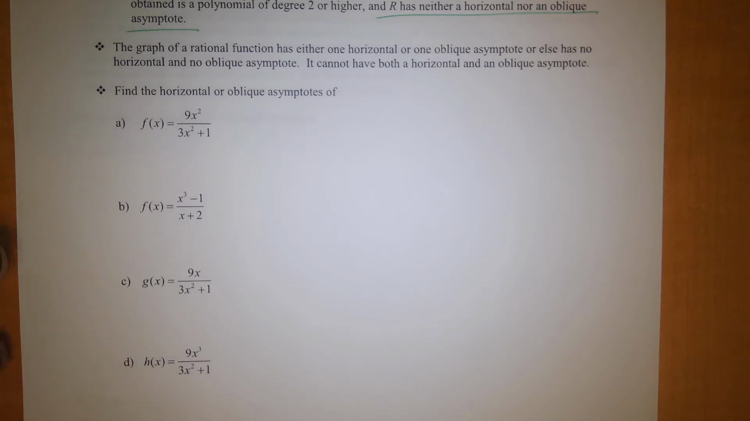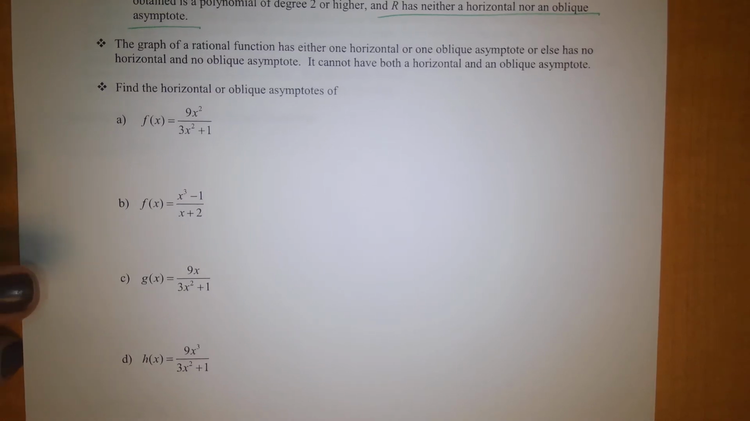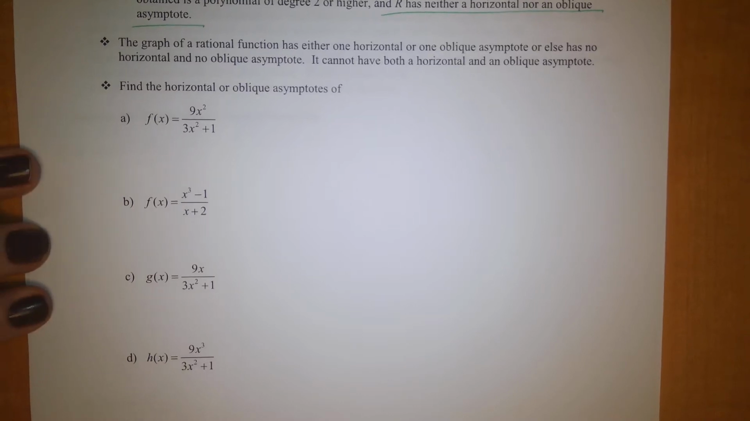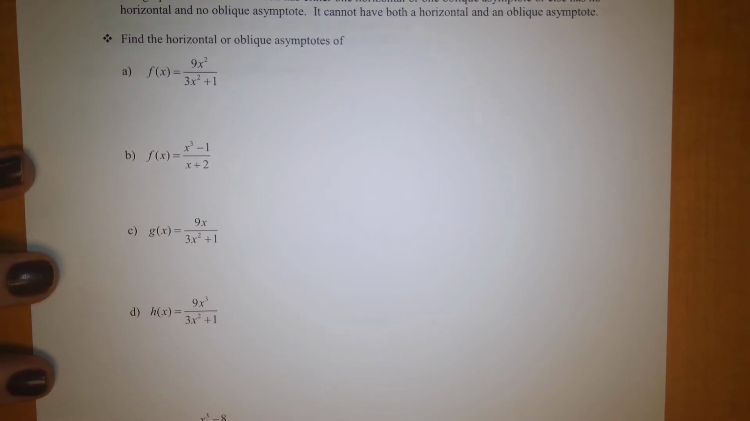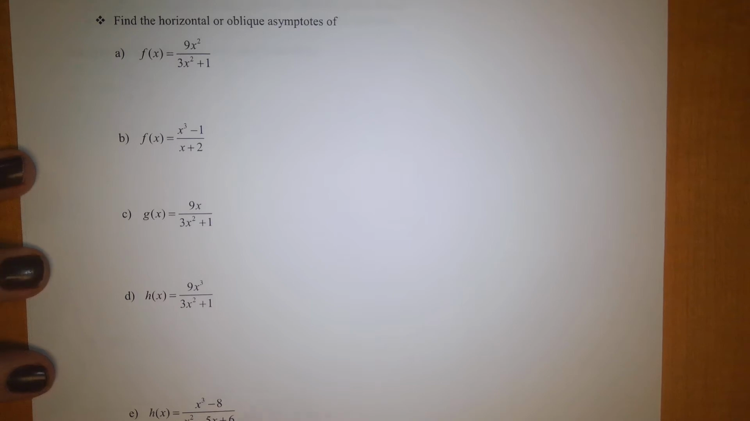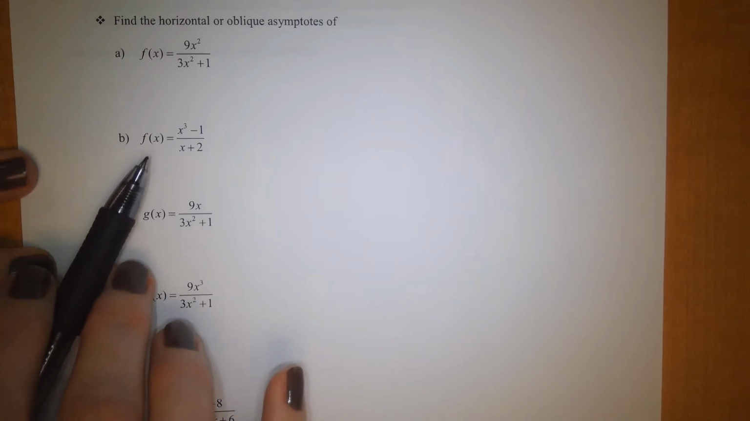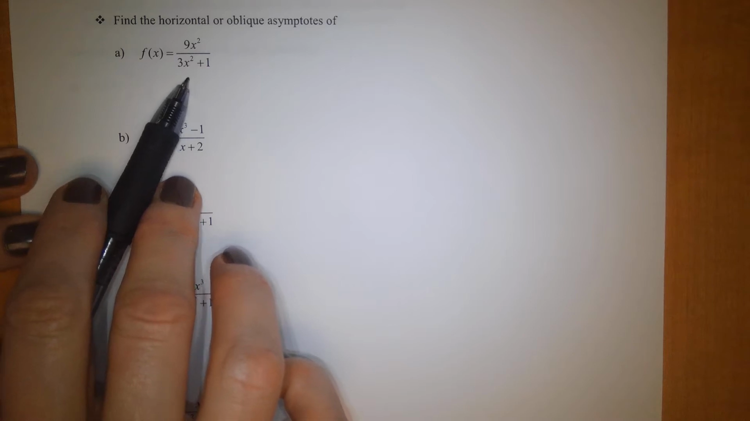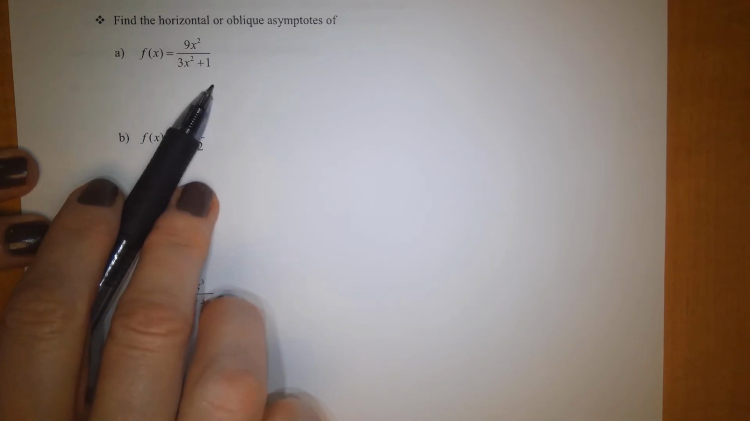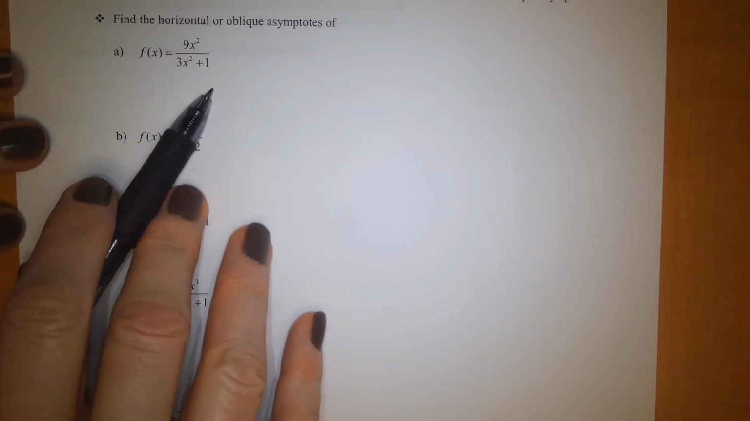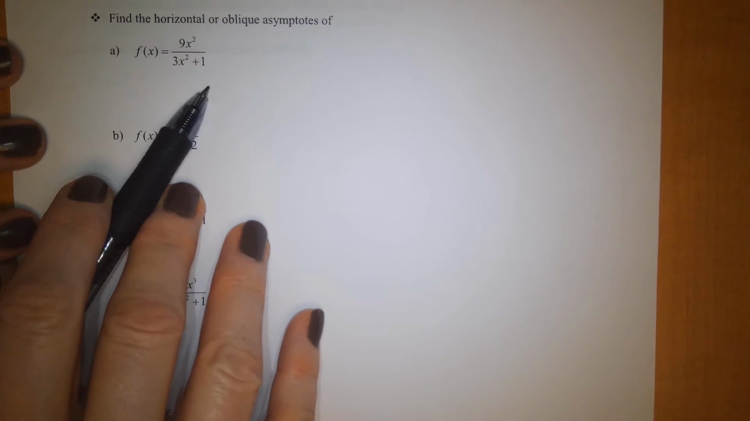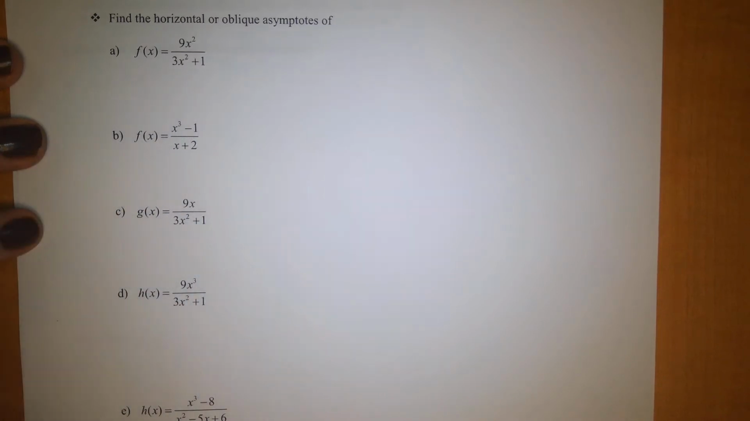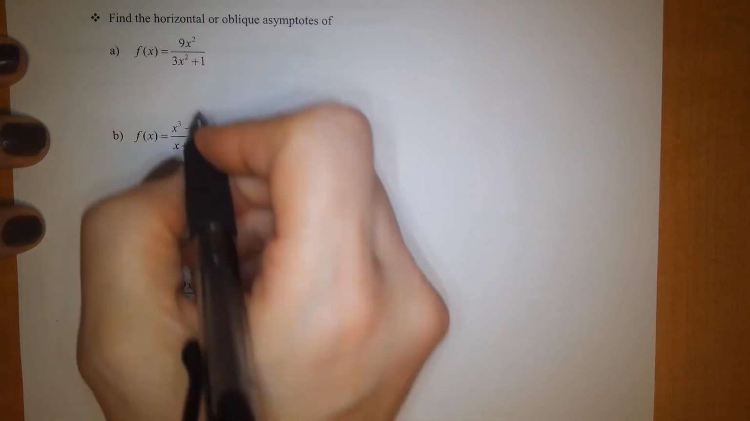To find the asymptotes, horizontal, vertical, and oblique, we first analyze each of the individual rational functions. So let's look at this rational function. We have f of x equals the numerator divided by denominator. The first thing we look at is whether it has vertical asymptotes. So let's first look at the vertical asymptotes.